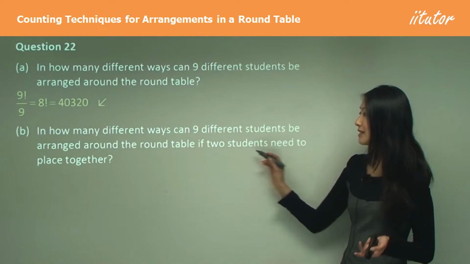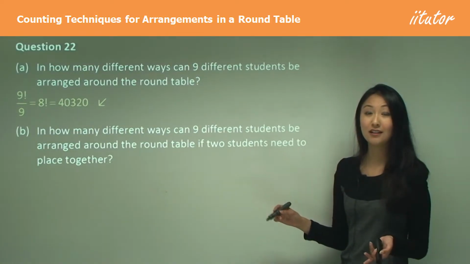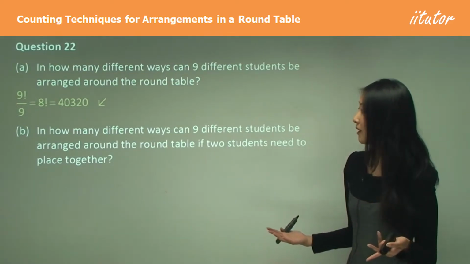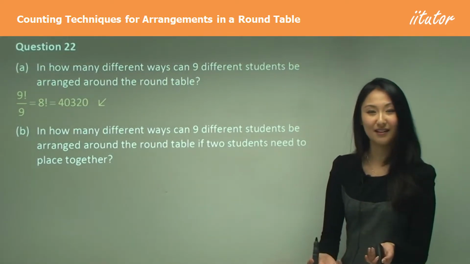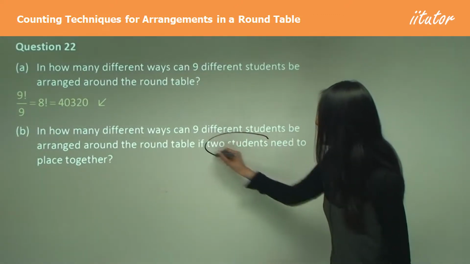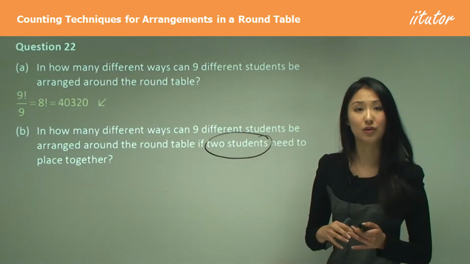What about if two students need to sit together? So let's say there's two people who are best friends and they want to sit together. How do we work that out? Well, how do we work out those before? If two people need to be together, exactly, we group them together. So we just group the two students together.